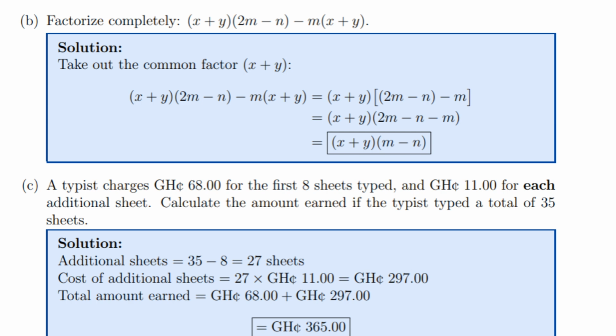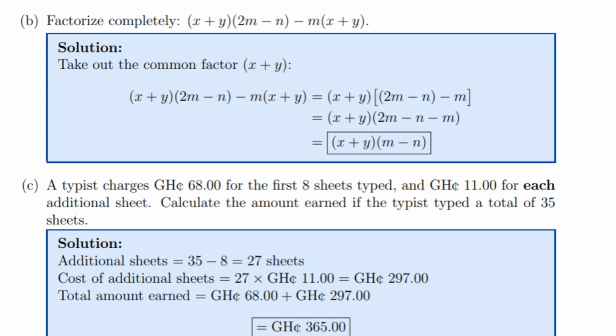Then C, for the typist, solution. The typist takes 68 cedis for the first 8 sheets typed, then 11 cedis for each of the additional sheets. The typist typed 35 sheets in total. So the additional sheets are 35 minus 8, which is 27 sheets. We multiply 27 by 11 to get 297 Ghana cedis. Then we add the 68 Ghana cedis to it, so we get 365 Ghana cedis. So this is the total the typist earned.